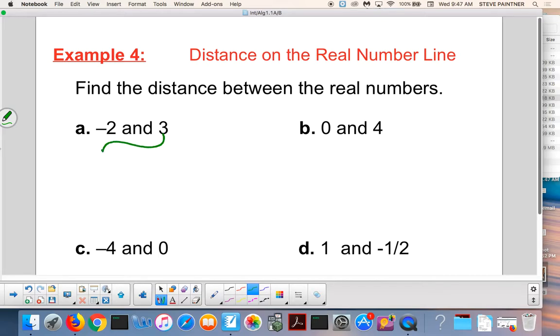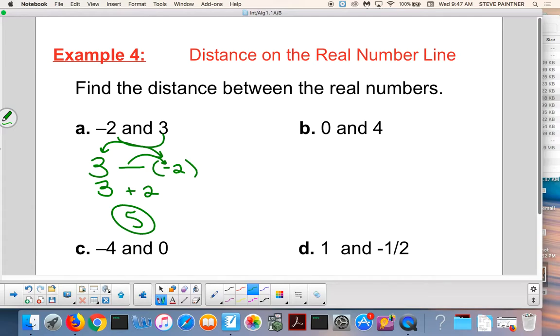Big minus small. What do you do with a double negative? Double negatives, what do? Don't we change them to positive? Yes. Okay. Answer's what? 5. That's the work you need to show.